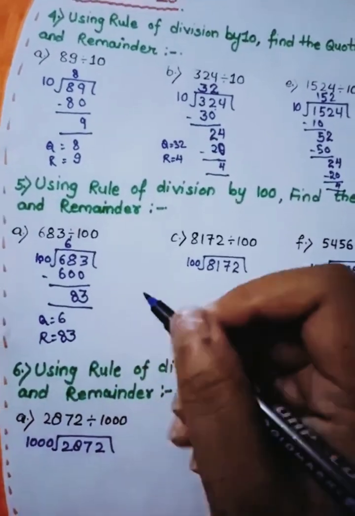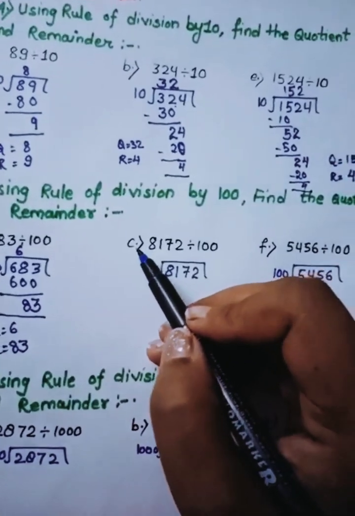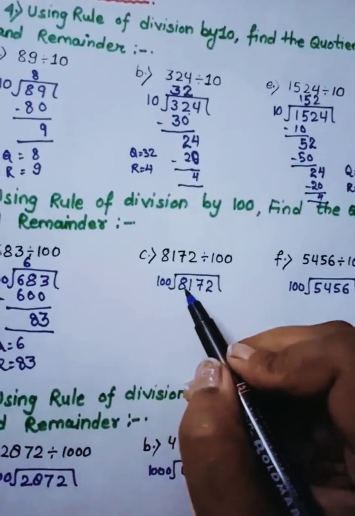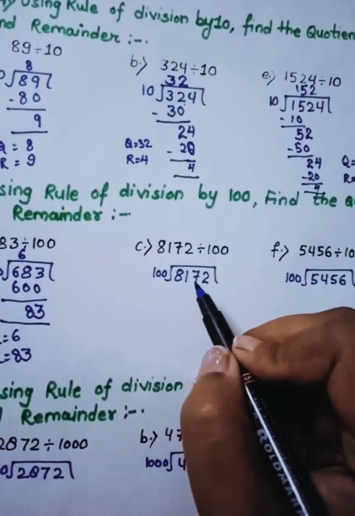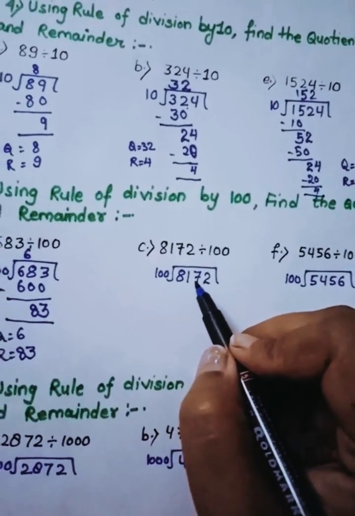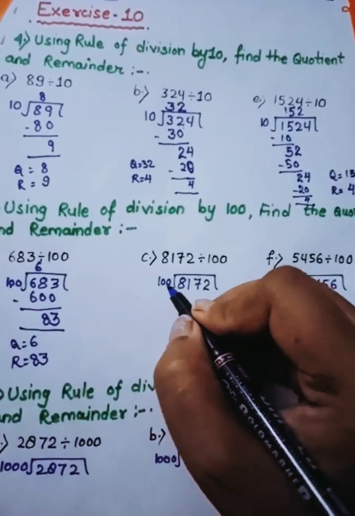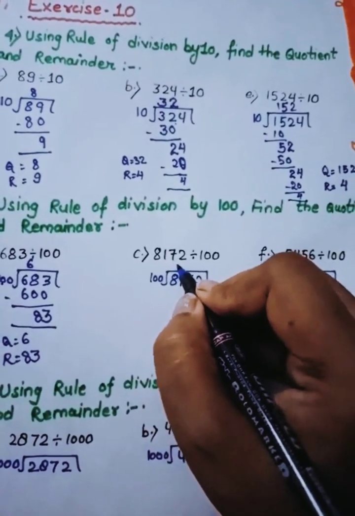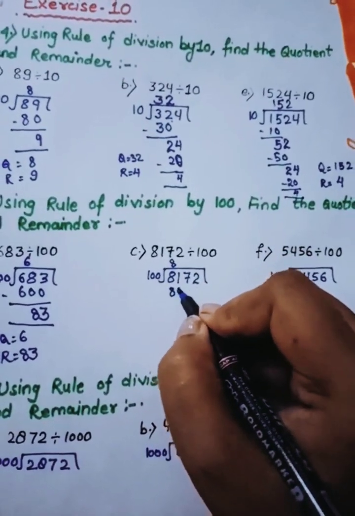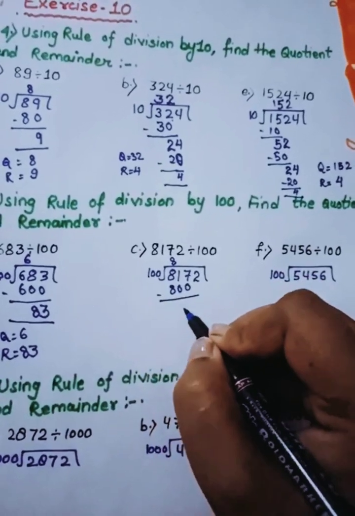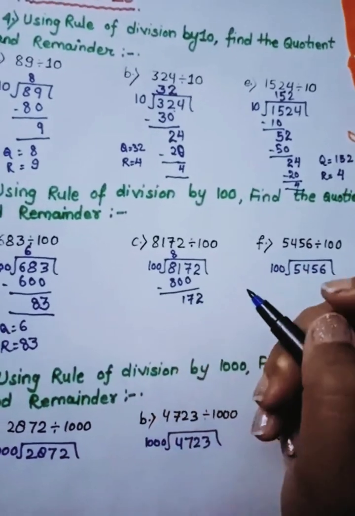Done. Okay, now C part I will do here. See, I have to take 3 digits together. So 817. I have to divide 817 by 100, which means 100 8s are 800. After subtracting it, 17 is left.